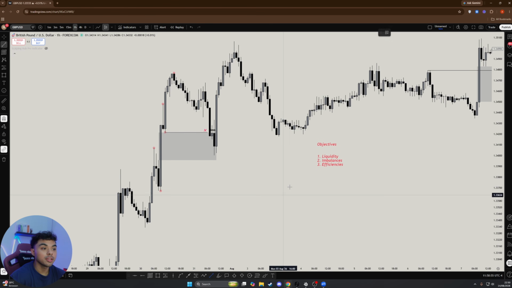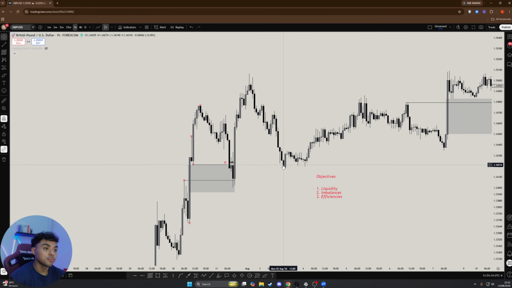Now, the third thing here is efficiency. You have your efficiency sitting at this point. You notice where the price reversed from, guys. Once it has completed three of the objectives, it has taken first the liquidity, second the imbalance, third the efficiency, then only we had some move towards the upside. Same thing again with this push here towards the upside.